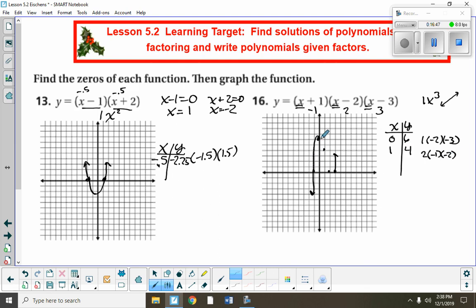So we're going to go like this. And we know this is going to have to come down a little bit. You could plug in a point, or you can just kind of estimate what it would do there.